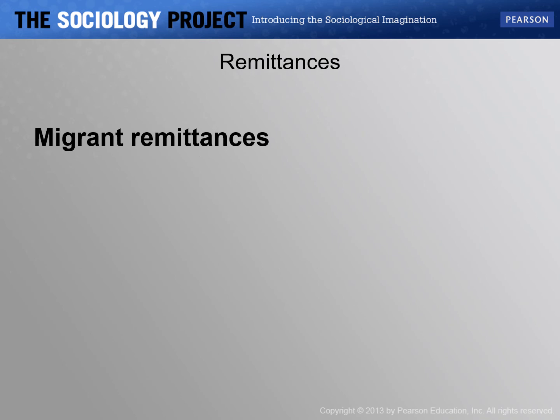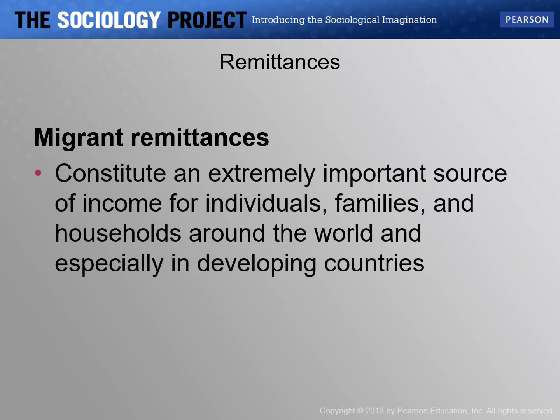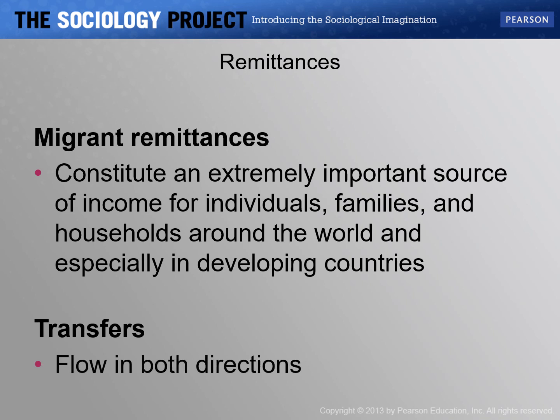Remittances. Migrant remittances constitute an extremely important source of income for individuals, families and households around the world, and especially in developing countries. So what happens is an immigrant who makes money sends money home to their families. So it's like trickle down, or trickle out. And of course, there are transfers as well. Not only do people send money home, but some people actually get money from abroad.